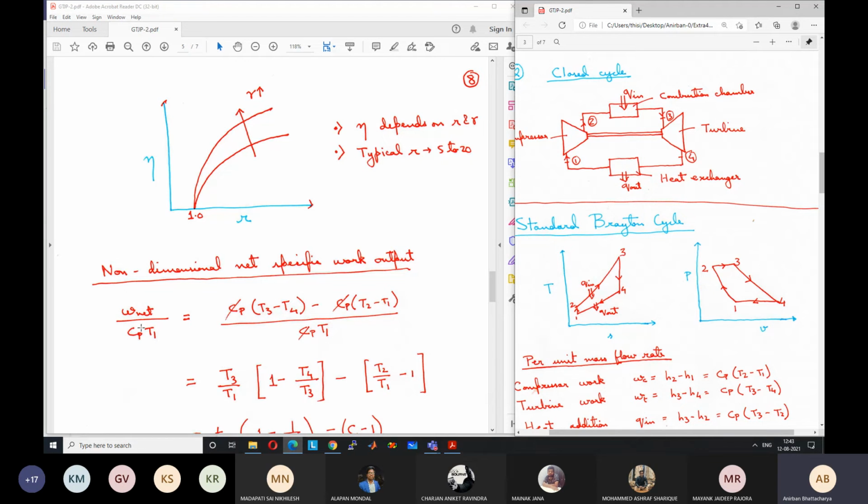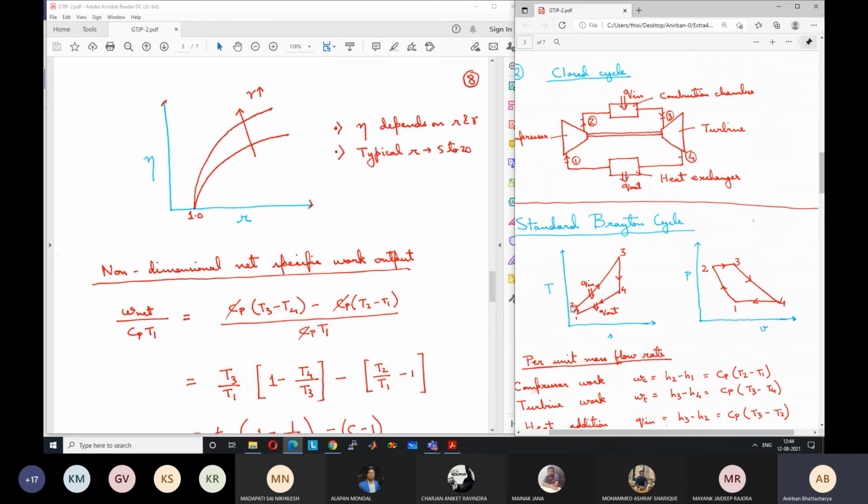So it is non-dimensionalized by dividing the work output by CpT1, inlet enthalpy. So what is the net work output? Net work output is Cp(T3 minus T4), turbine work output, minus the work input that is required for the compressor, Cp(T2 minus T1), divided by CpT1. So remember that for gas turbines, unlike steam turbines, the compression process takes a lot of work. It can take up to 50% of work also, in real life scenario.